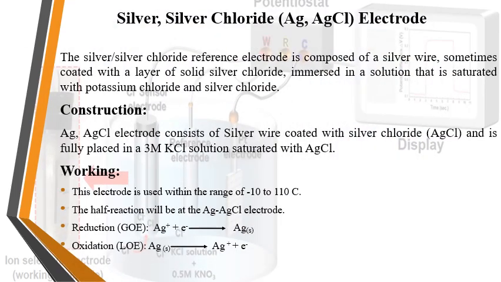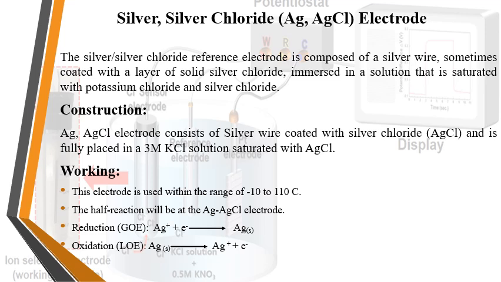The silver chloride electrode is another reference electrode composed of silver wire coated with silver chloride and immersed in a solution saturated with potassium chloride. It's commonly used in potentiometric measurement due to its reliable potential, same as the saturated calomel electrode, where the silver wire is coated with silver chloride. Here, the wire is dipped in the saturated potassium chloride solution.